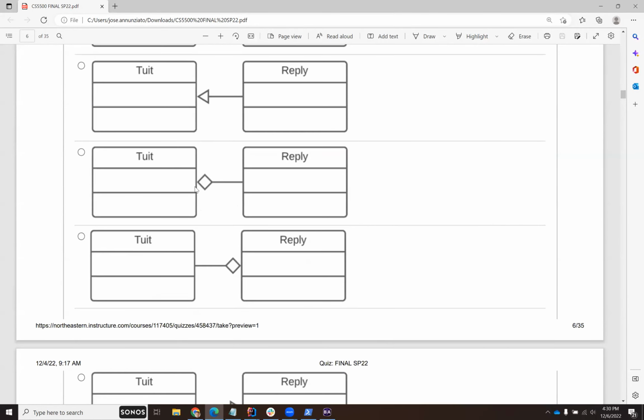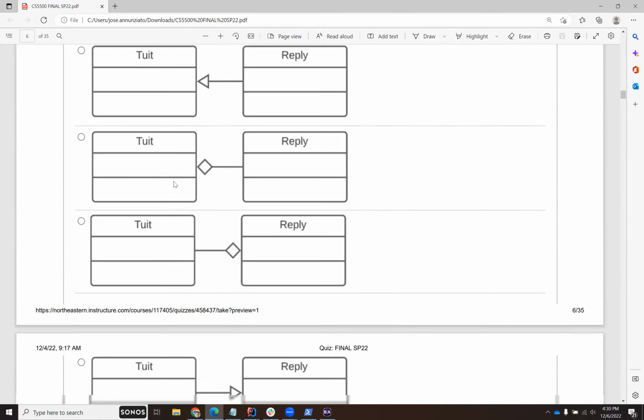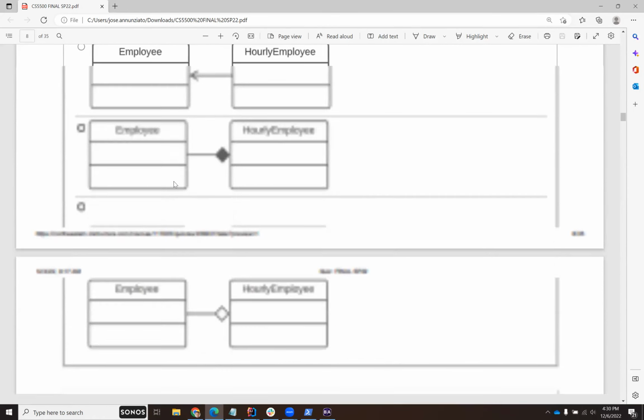Whereas aggregation says that yes, there's a has-a relationship, but it's a reference. I have a reference to it, and if I am removed, it doesn't necessarily mean that I remove the other. I might just remove the fact that there's a relationship between the two. And we did that before. There's another example here that we did.